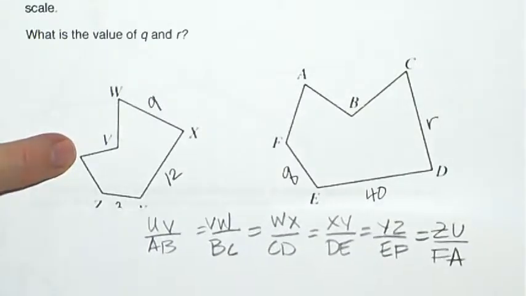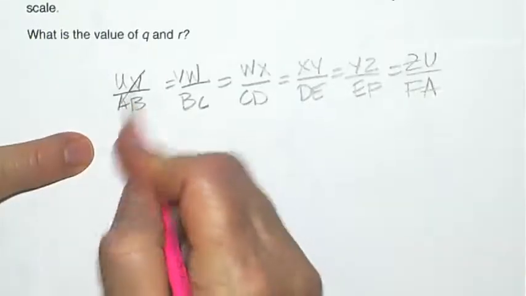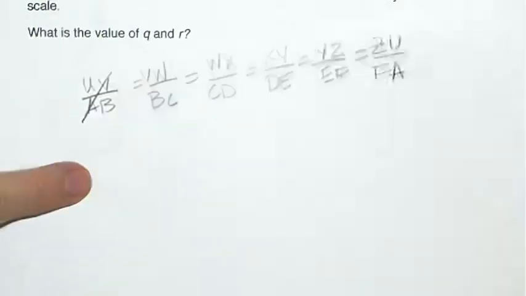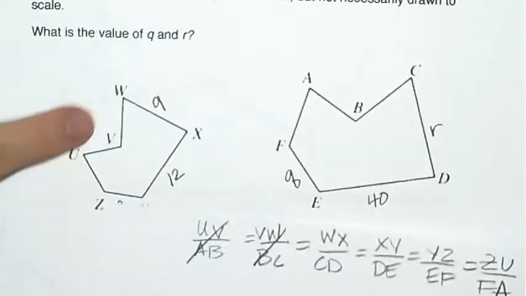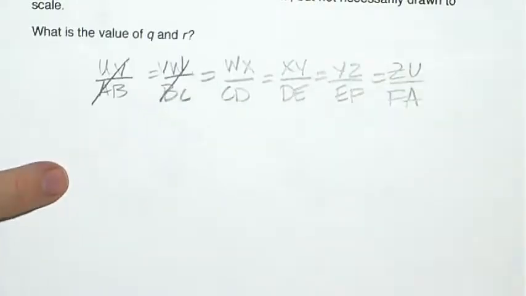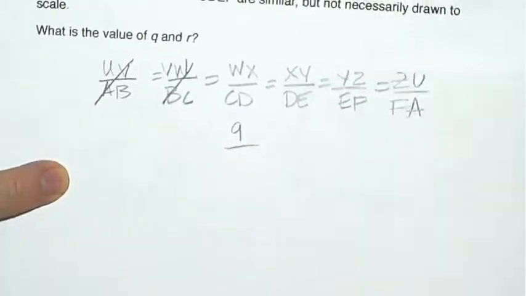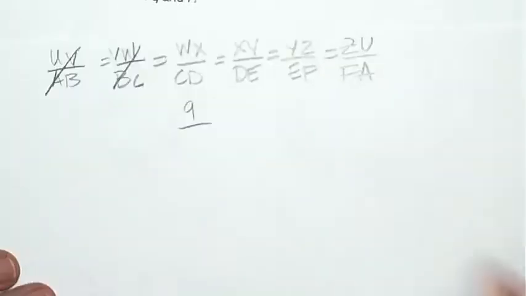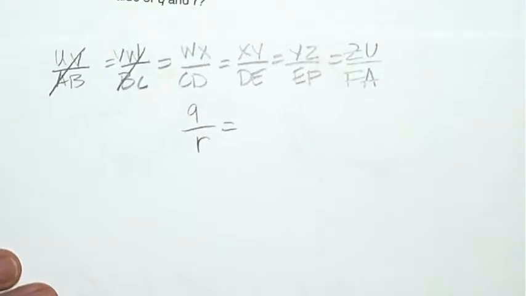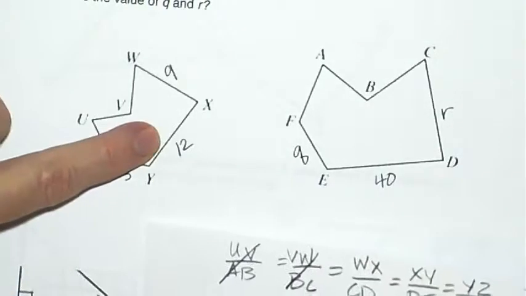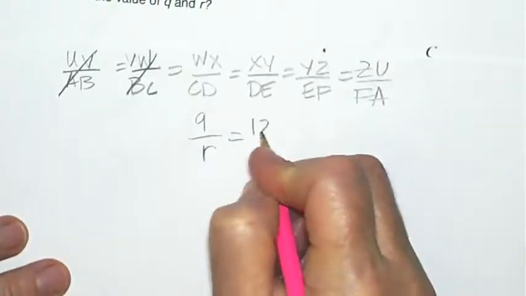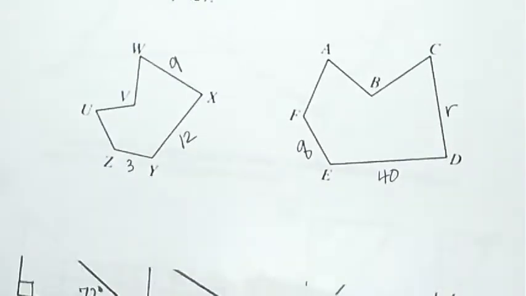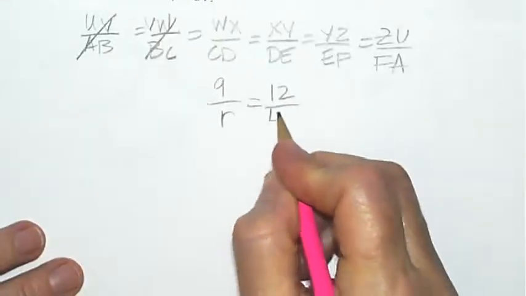So UV, I don't know. AB, I don't know. VW, don't know. BC, not there. WX is 9. Okay, so let's put 9 over CD is R. XY is 12. DE is 40. So it looks like maybe it was just a rotation.